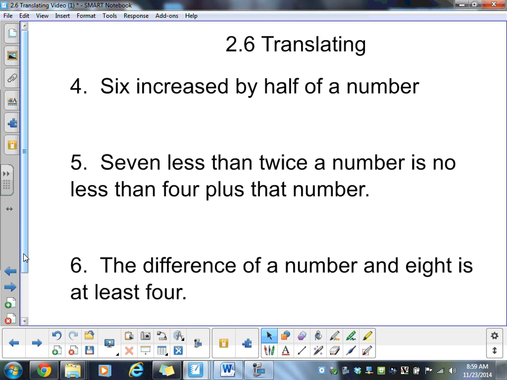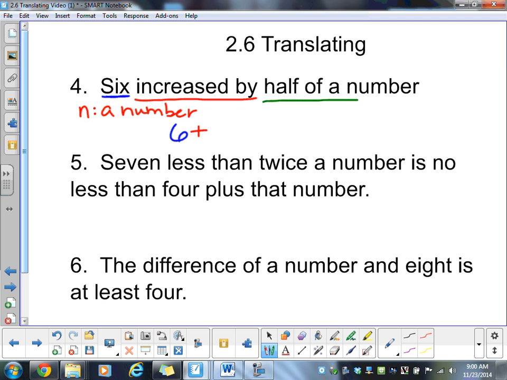Example number 4. Excuse me. Again, we're talking about a number, so I'm going to define my variable. All right, so we start out with 6 increased by half of a number. So 6 is going to be increased by something. So I'm going to start with 6. If we're going to increase by something, that means we're going to add. 6 increased by, and what are we going to add to it? We're going to add to it half of a number.